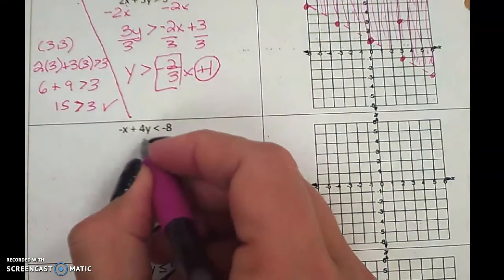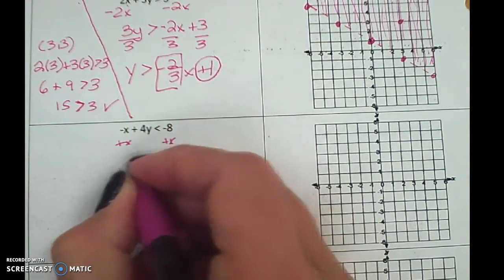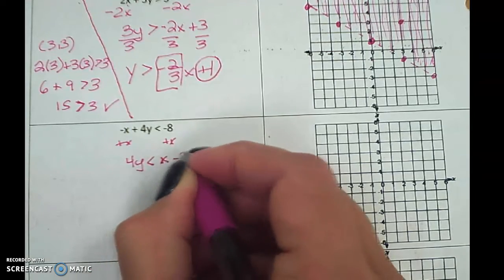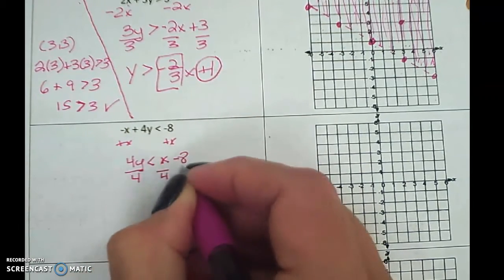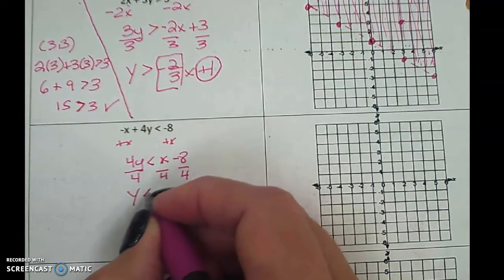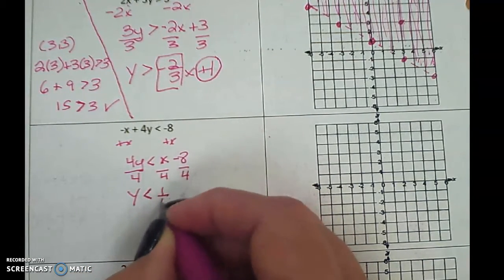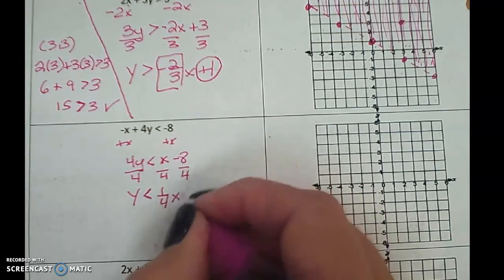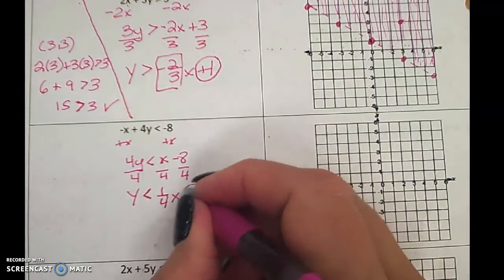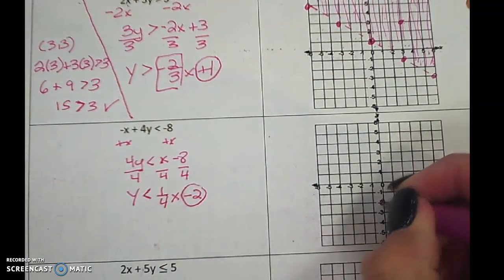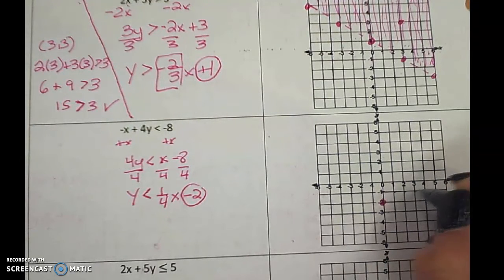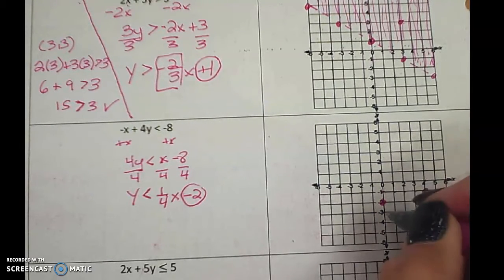We solve this for y. We're going to add x to both sides, the inverse operation. X minus 8. Divide everything by 4. Y is less than X over 4, which is 1/4 x. Negative 8 divided by 4 is negative 2. Okay? I graph my y-intercept first at negative 2. I do my slope. It's positive 1/4, so I'm going up 1 over 4. Up 1, let's go down 1 to the left 4.